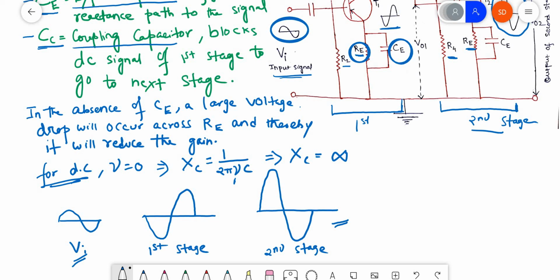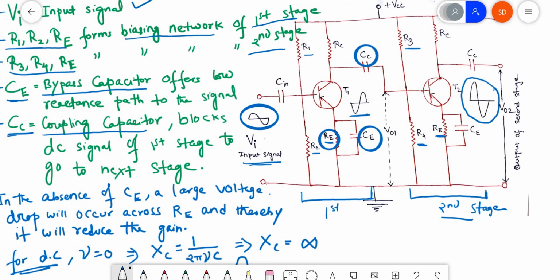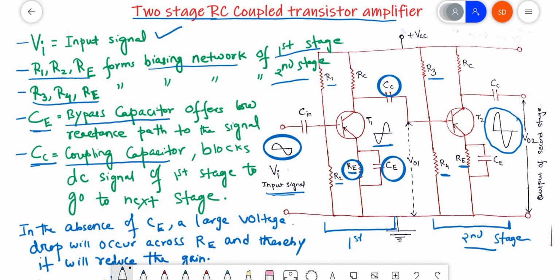So how is it working? We have an input signal, it is amplified by the first stage, and then it is again amplified by the next stage. Since we have two stages, we get the output after the second stage. I hope you have understood the function of the RC coupled transistor amplifier.